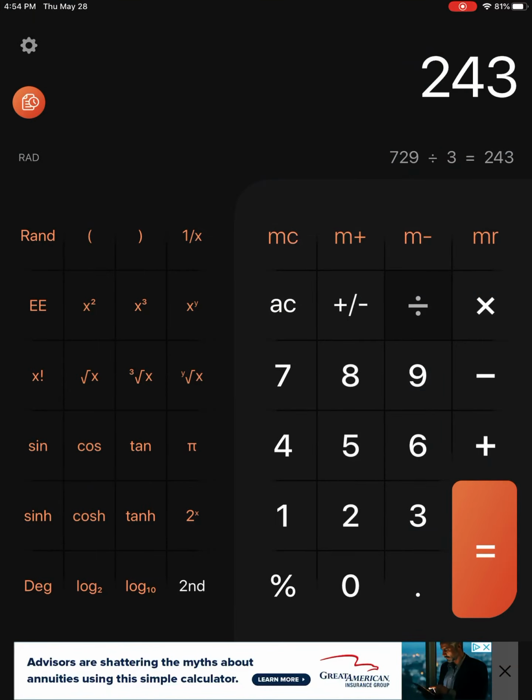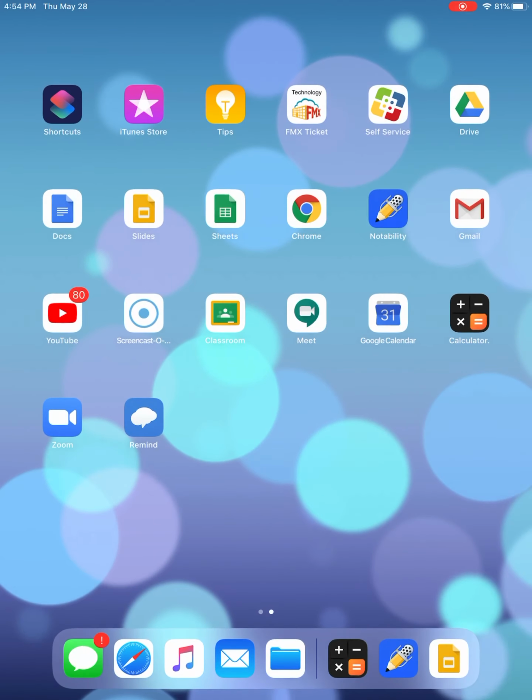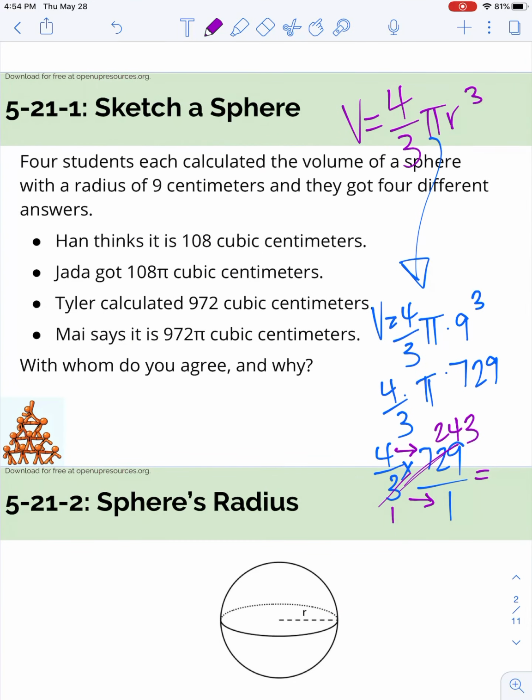Hate these ads. Go away. No. What was I doing? 243 times 4, you get 972. 970, where am I? I mean blue. That is 972 with pi. Oh, and that's this one.